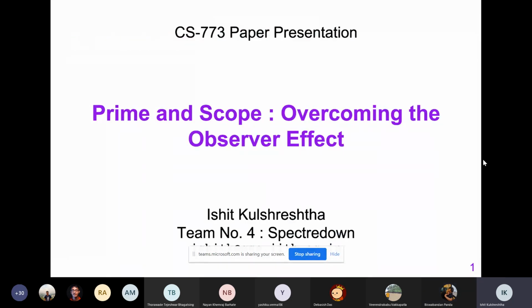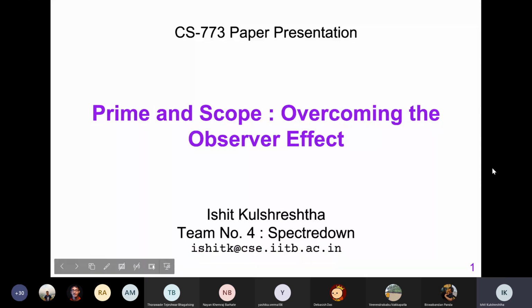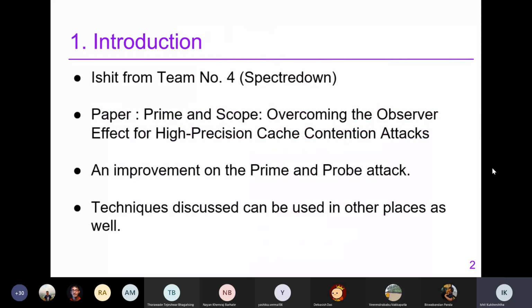Yes. Hello, everyone. My name is Ishit. I'm from team number 4, Spectre Down. And the paper I'm presenting today is Overcoming the Observer Effect for Prime and Scope algorithm. So it is an improvement over an already existing cache attack, called the Prime and Probe attack. This paper suggests some improvements in that regard, and it improves the algorithm in certain ways. It overcomes challenges. We'll discuss that.